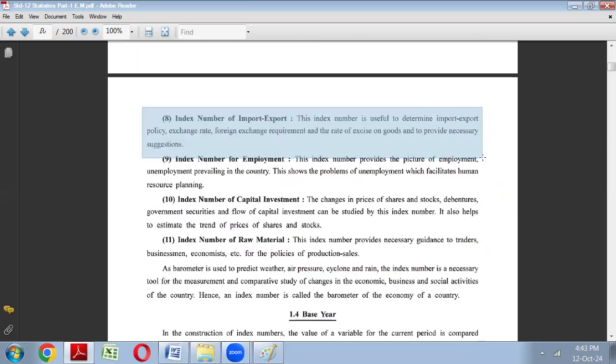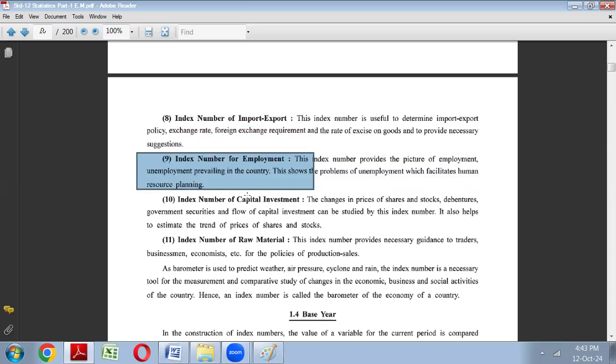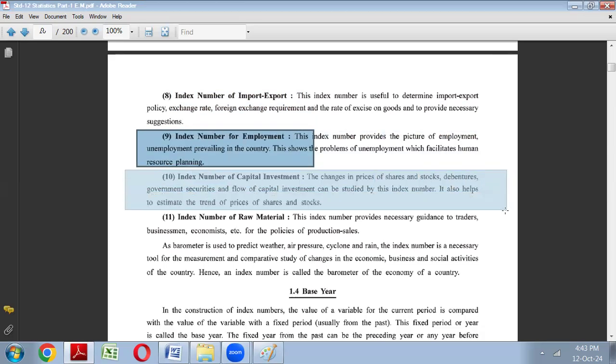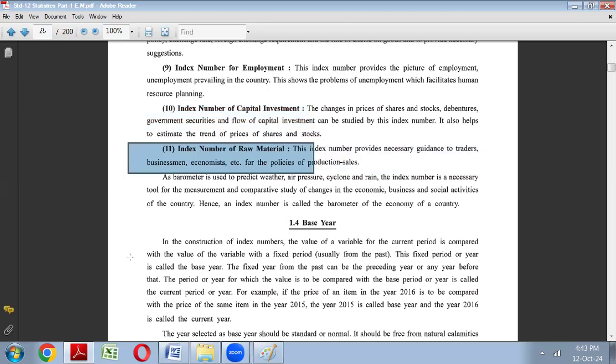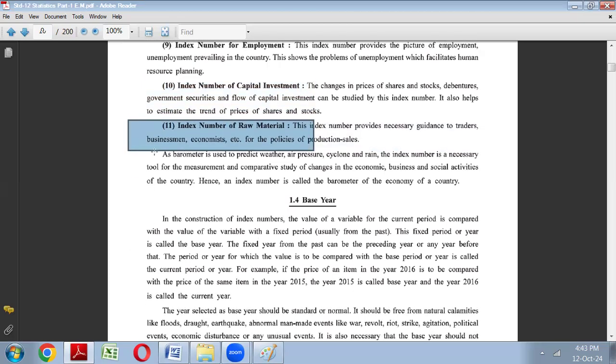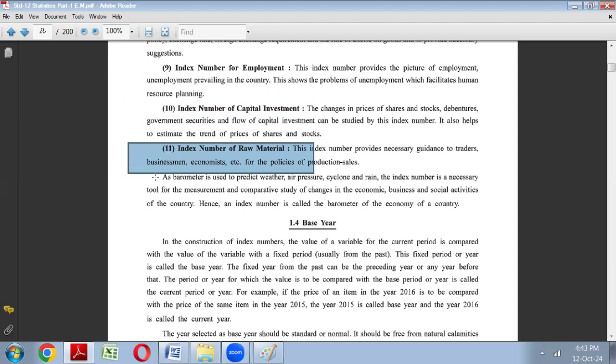Then you could also get the index number of export and import, exchange rate, foreign exchange requirement. These kinds of suggestions could be given on the basis of index number calculation. Then the index number of employment could also be known. Then the index number of capital investment could also be known. Then the index number of raw material could also be known. That would be providing guidance to the traders, businessmen. So you see, all these things will be helped with the help of index number.